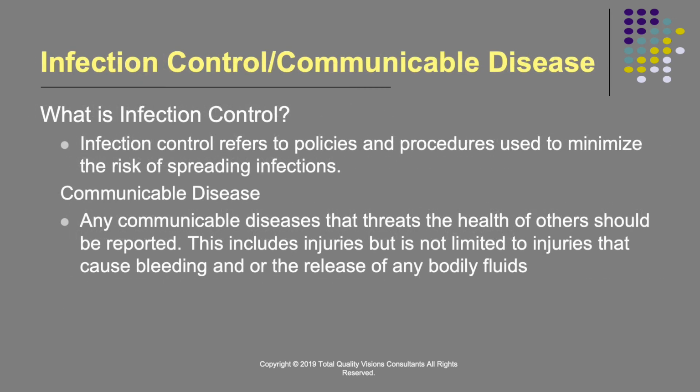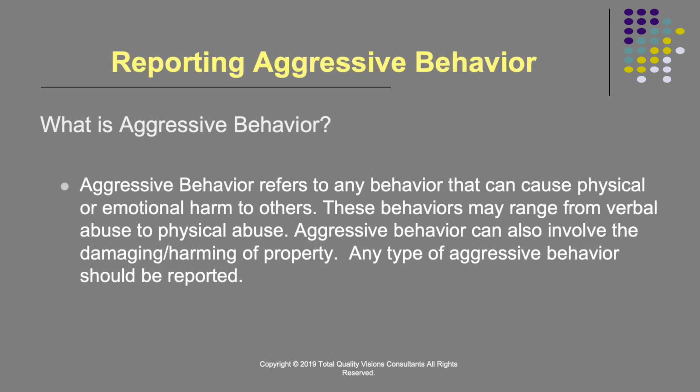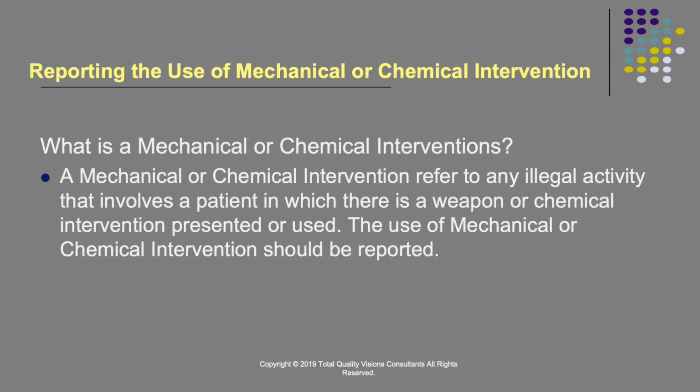Infection control refers to policies and procedures used to minimize the risk of spreading infection. Any communicable disease that threatens the health of others should be reported. This includes injuries but is not limited to injuries that cause bleeding or the release of any bodily fluids. Any behavior that can cause physical or emotional harm should be reported. These behaviors may range from verbal abuse to physical abuse. It can also involve the damaging and harming of property. Any illegal activity that involves a person served in which there is a weapon or chemical intervention present or used should be reported.